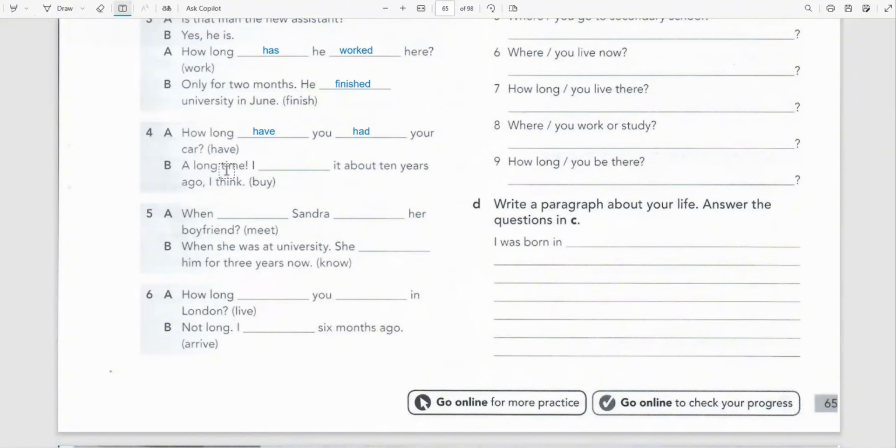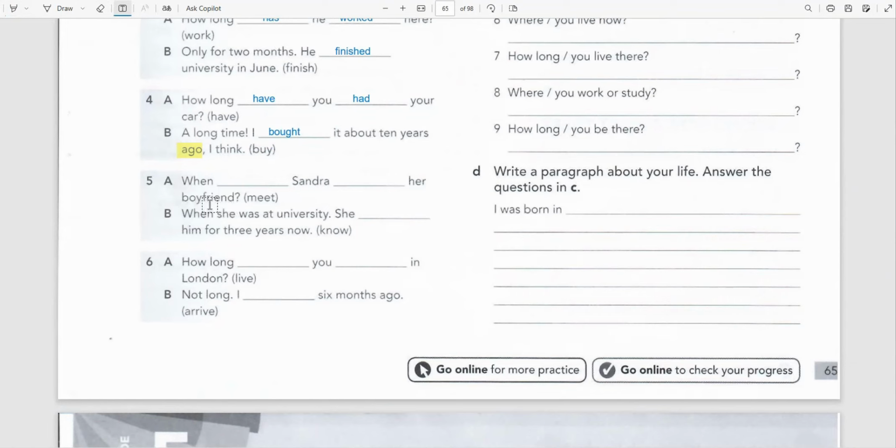A long time. And now here, look at that, 10 years ago. When I say 10 years ago, that is past simple, guys. So when it's 10 years ago, that is past simple. Obviously, so I bought. We use past simple here. I bought.